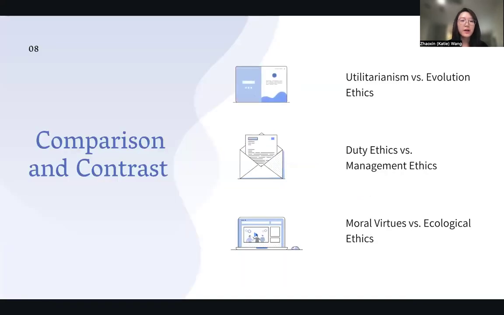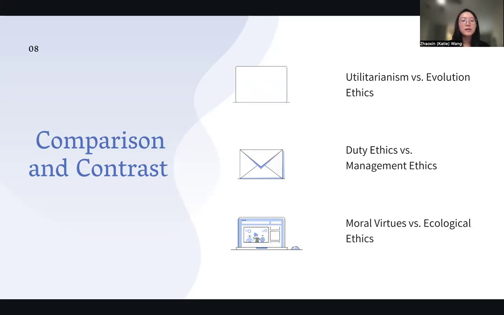So let's do a comparison and some contrast between the historical approaches and the modern approaches. Between utilitarianism and evolutionary ethics, both of them are outcome focused. However, while utilitarianism emphasizes human welfare and happiness, evolution ethics considers the broader perspective of species survival and adaptation. So one is more on the society level, and one is more on the biological level.